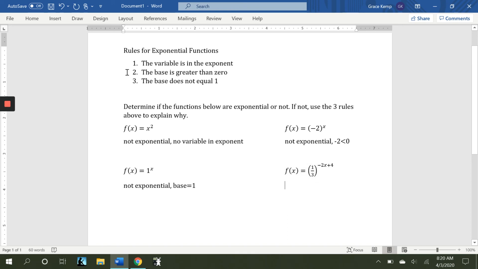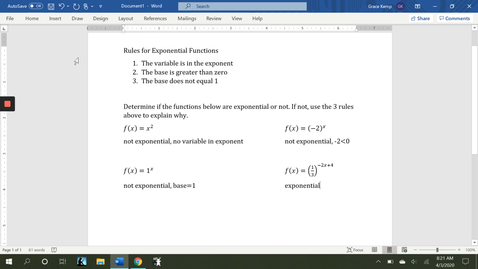Rule number 2, the base is greater than 0. Coming down here, our base is 1/3, and 1/3 is a positive number. It's greater than 0, so we're good on rule number 2. And then rule number 3, the base does not equal 1. Looking at our base of 1/3, 1/3 does not equal 1, so we're good for rule number 3. So this function, as complicated as it might look with everything going on, follows all three of our rules. Since it follows all three, this last function is exponential, and it is the only one of all four of these functions that would be considered exponential.